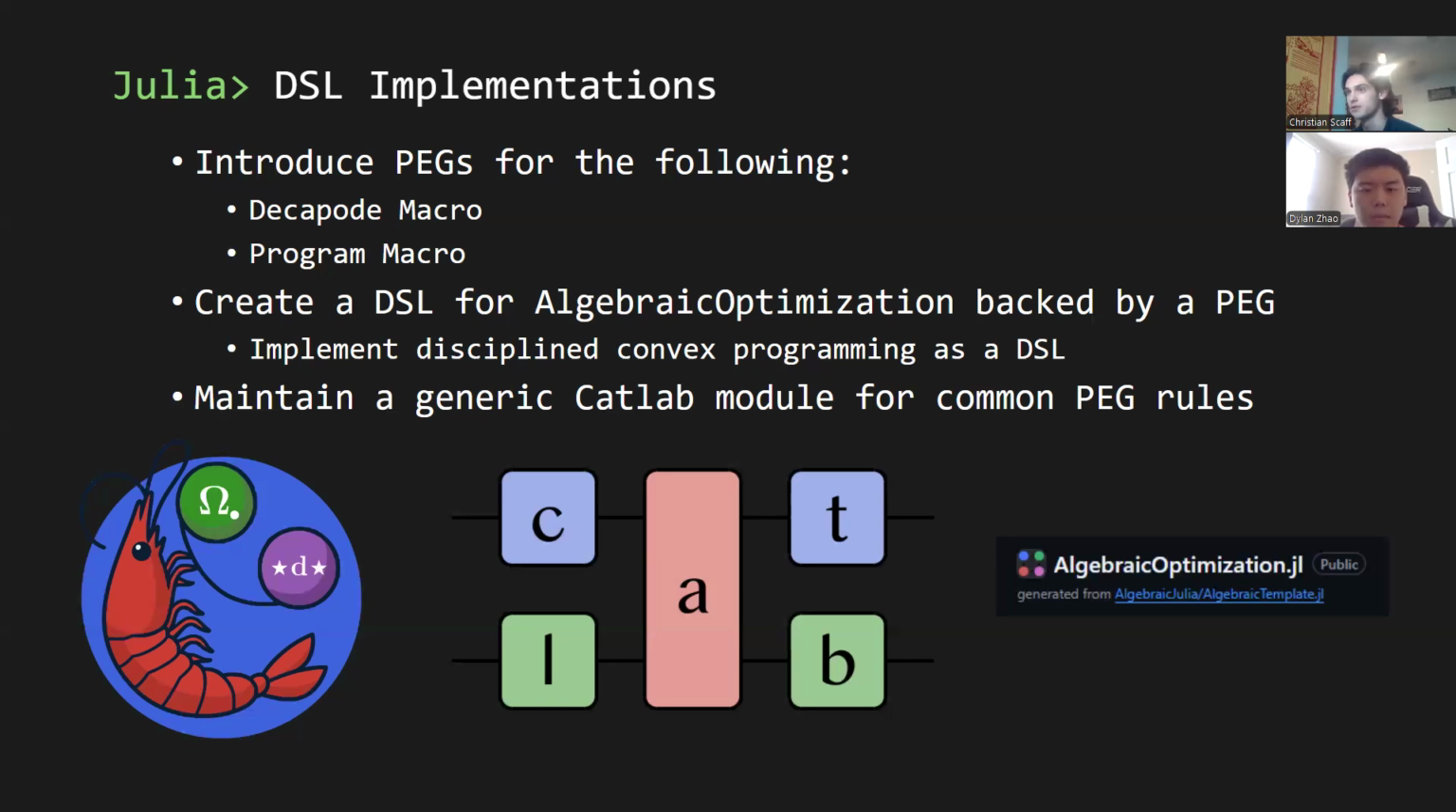The third thing we want to do is create a domain-specific language for the Algebraic Optimization.jl package, which is in Algebraic Julia, and we want to back it once again by a parsing expression grammar. This package is utilized for implementing disciplined convex programming. Right now it's implemented more through functions. We want to implement it more through an actual formal language and grammar. And on top of that, we want to maintain a generic CatLab module for our common rules as we build them, so we can reuse these different one-line expressions, as Dylan mentioned.